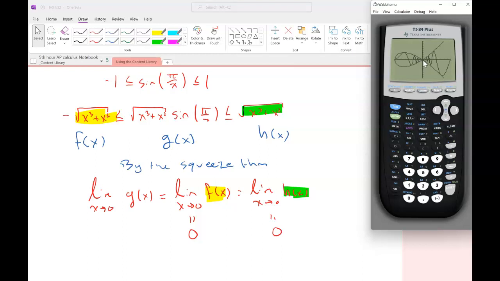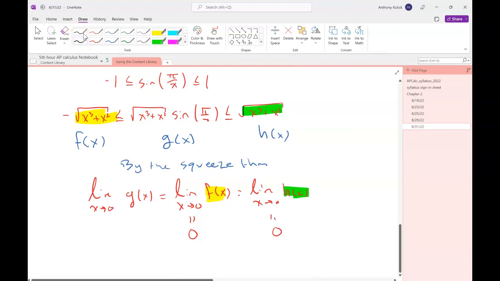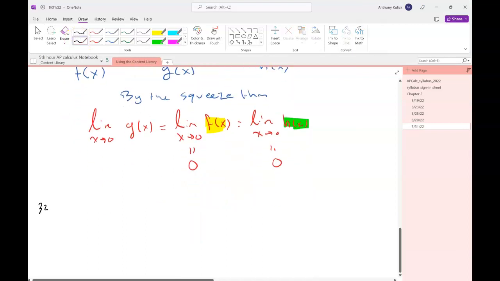Mackenzie? 32 from the same section. Just says to evaluate the limit if it exists.